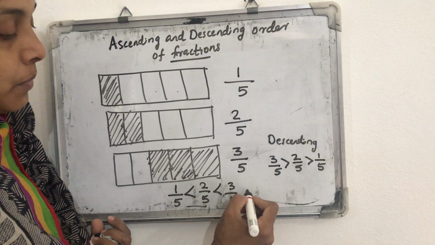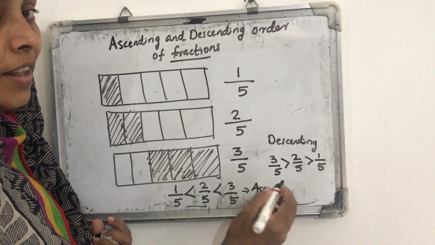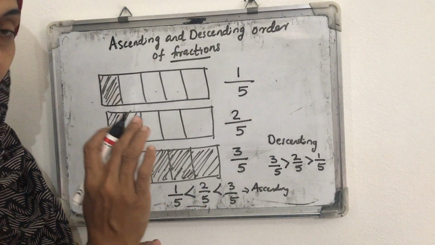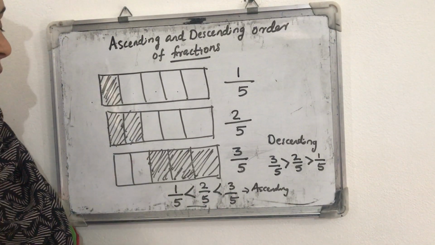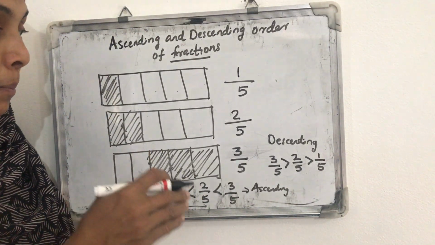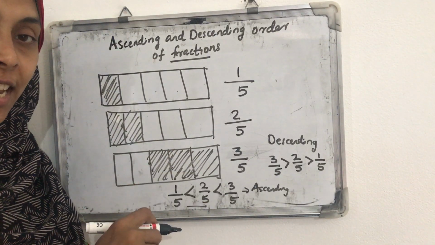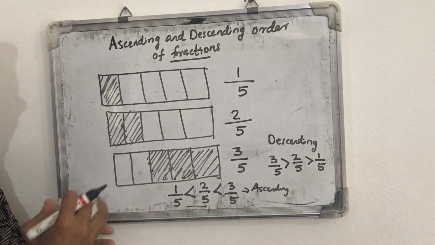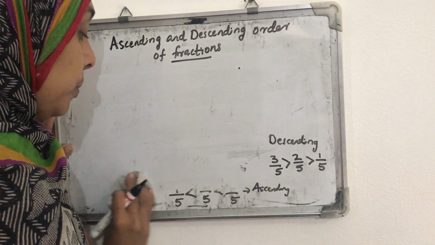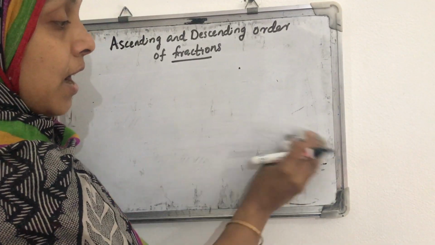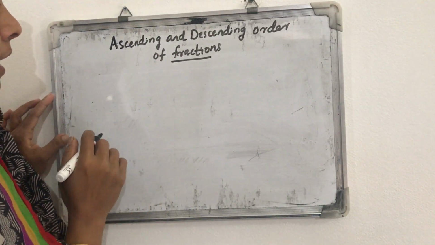So this arrangement is called ascending order. Okay, all of you clear? So now if you have 4 or 5 fractions, any number of fractions, and you are asked to write the numbers in ascending order without drawing the figures, we can easily write it. Now we can check some fractions. Here all the fractions should be like fractions. The denominator should be the same. Then only we can write in ascending and descending order.